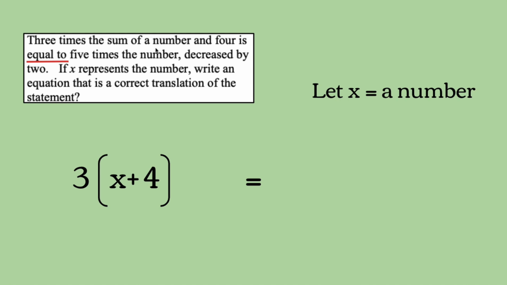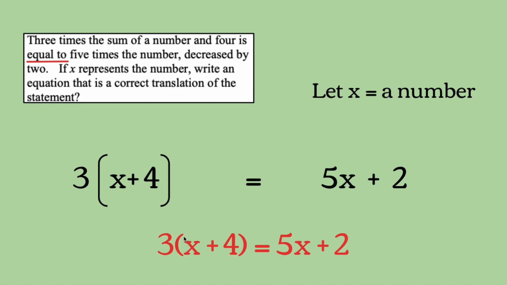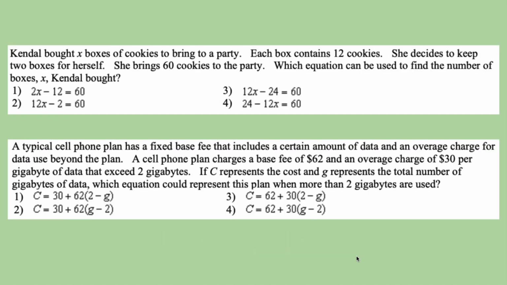5 times the number, 5 times x, decreased by 2, minus 2. This should be a minus, sorry for the typo. So then our final equation will be 3 times x plus 4 equals 5x minus 2. Now, I want you guys to do some questions on your own, so just pause the screen and complete them.